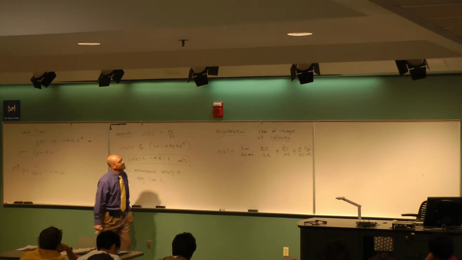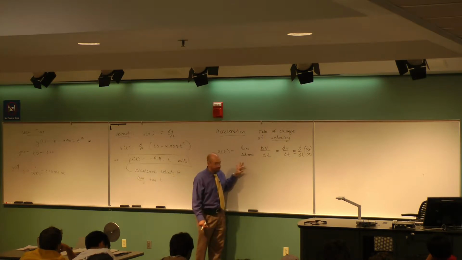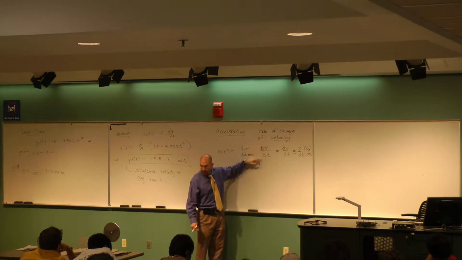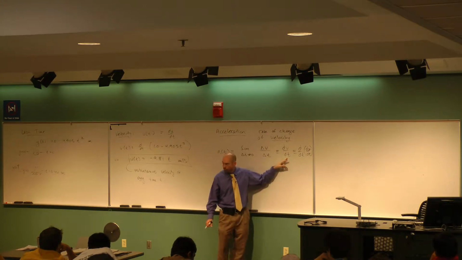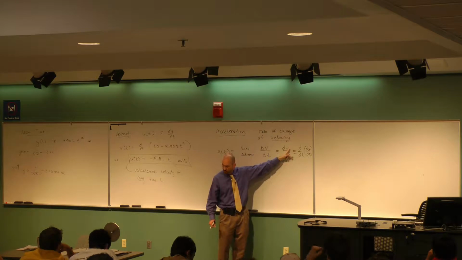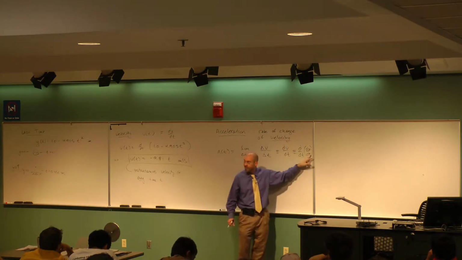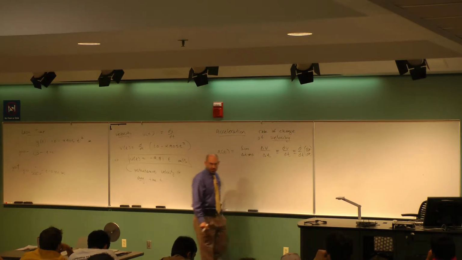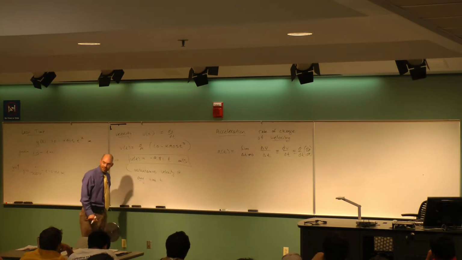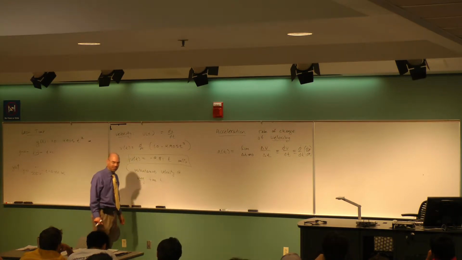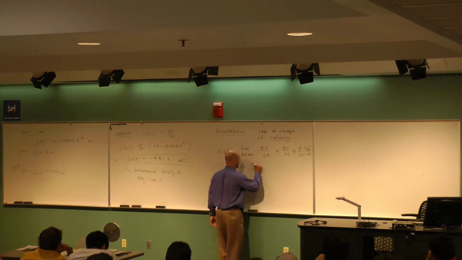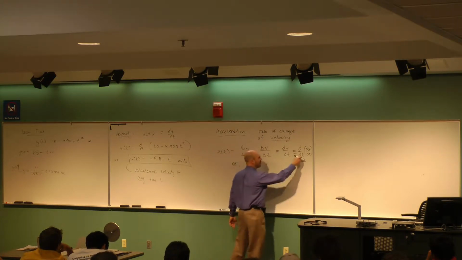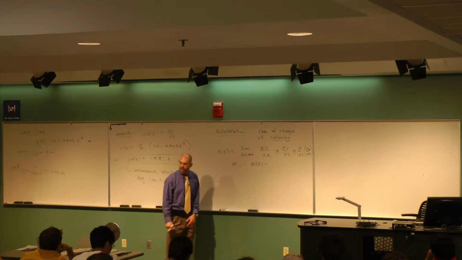So by definition, change in velocity over change in time as the change in time approaches 0, that's what we mean by the derivative, by definition. But v itself is a derivative. It's dy dt. So acceleration apparently is the derivative of the position. Or I can write this as the acceleration is the derivative 2 times.